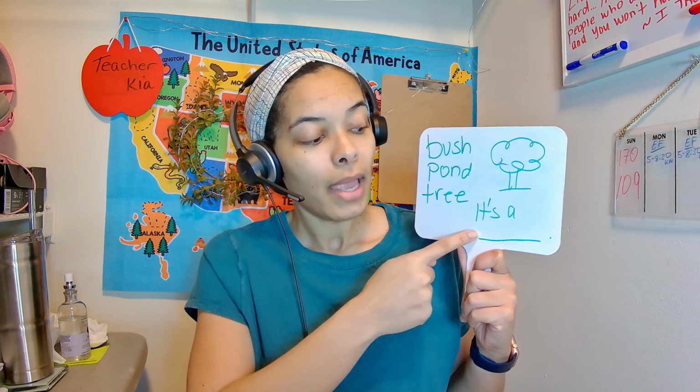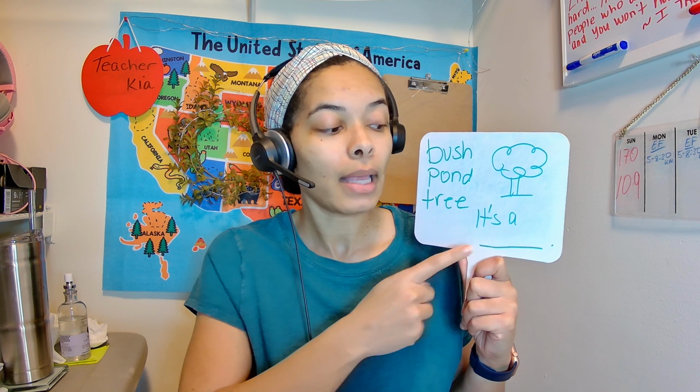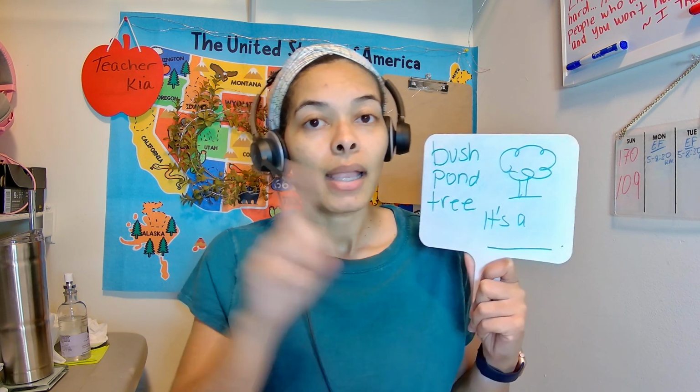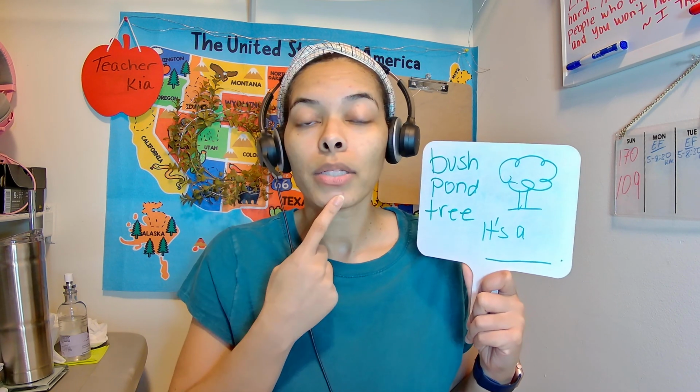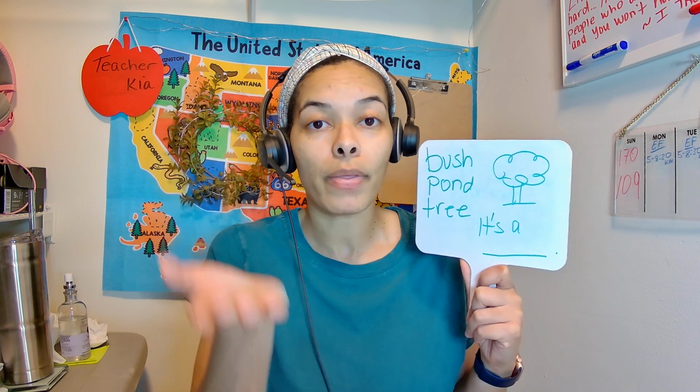Good. Then say, it's a tree. Have them say it. You want them to say all the words. So if they say it's tree, you want to correct that and say, good try. Let's try again. And say, it's a tree. Or you can point to your mouth. It's a tree. You want them to say, it's a tree. Okay, now you want them to try on their own.